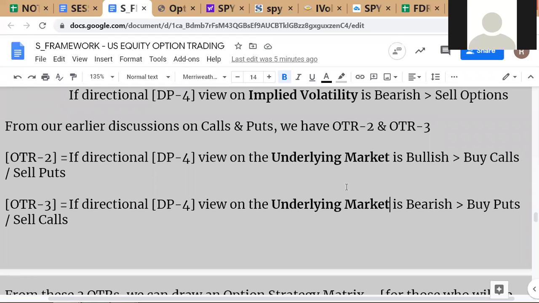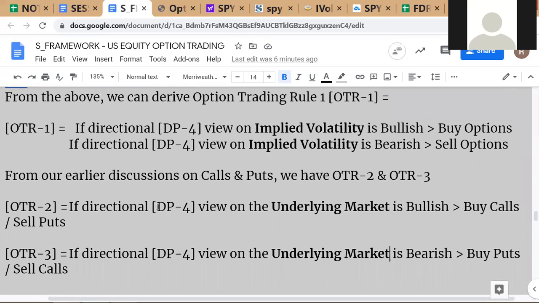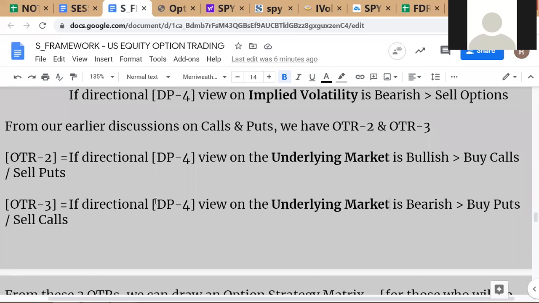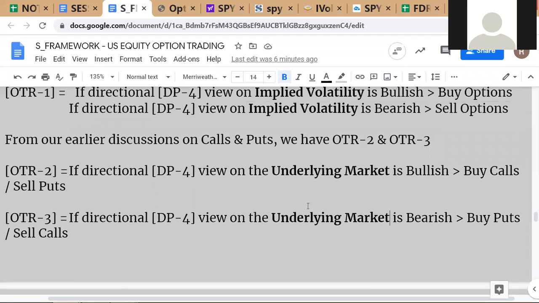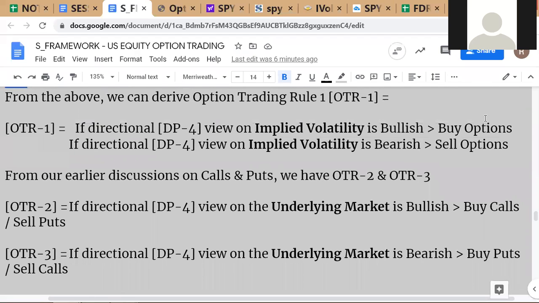You can think about this a little bit later. Make sure you understand the logic. So we are deriving OTR 2. Okay, because earlier we dealt with buy or sell options. When we say buy option, sell option means... let me make sure I make this clear.